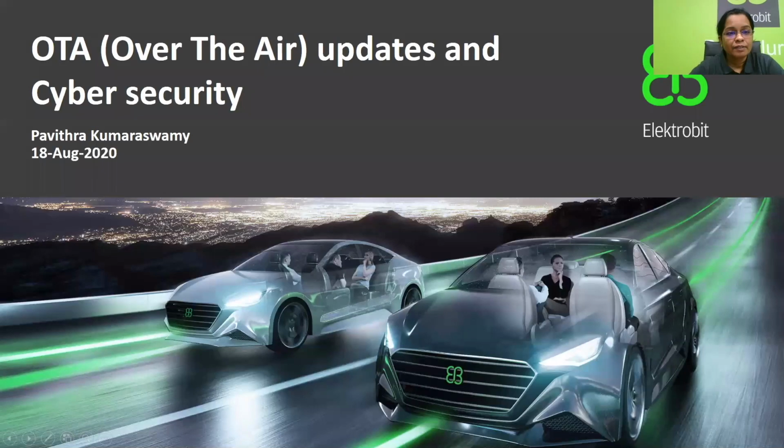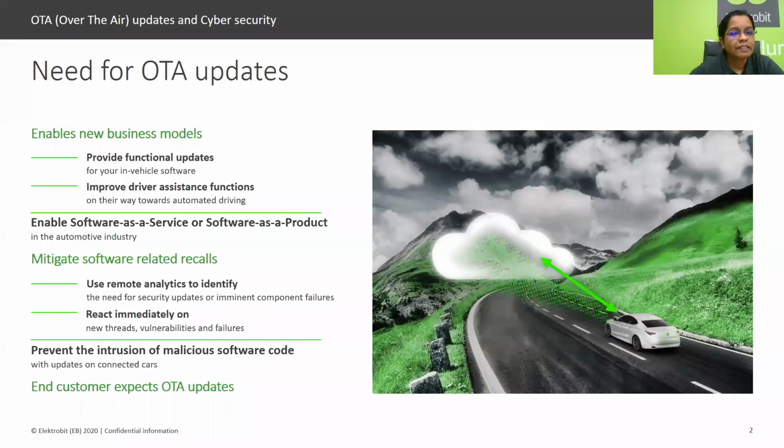Good morning, everyone. So today, for the next 15 minutes, I'll be talking about over-the-air updates and cybersecurity in the automotive domain. I would start with the need for OTA updates. We have heard of several incidents where components have failed in the vehicle, resulting in hazards, and the OEMs have had to recall the vehicles. This has caused a huge financial hit, reputation hit, lawsuits, and public image damage to the OEMs.